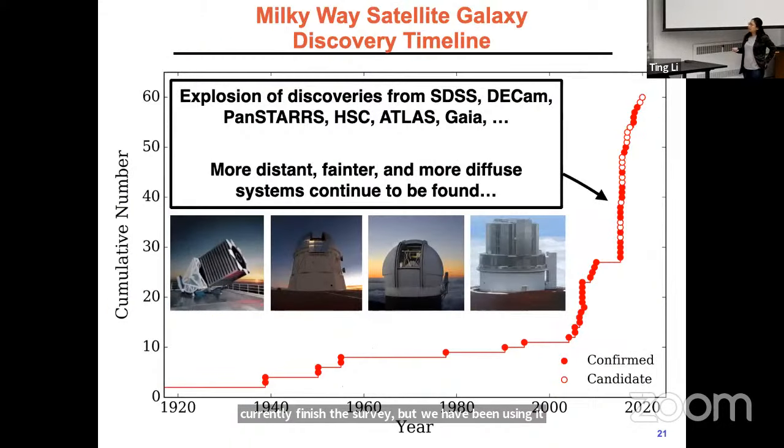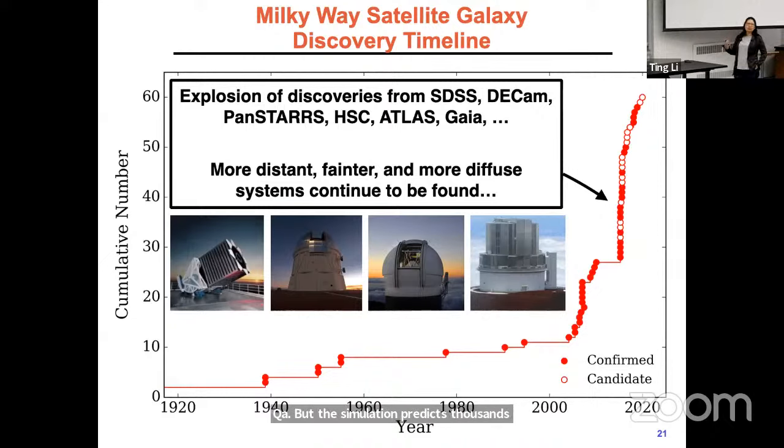So this is the cumulative number of dwarf galaxies discovered as a function of their discovery year. Before 2000, before any of these digital camera surveys were turned on, we only knew about 10 dwarf galaxies in our Milky Way, but the simulation predicts thousands of them.